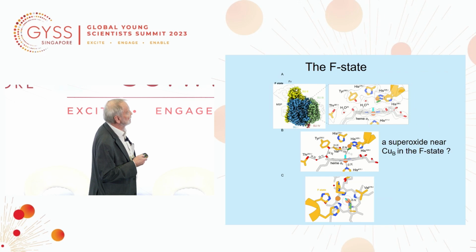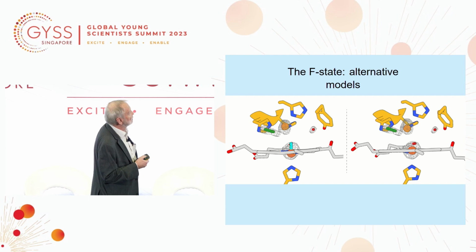If we go on to the F state, we see a density which is also for a dioxygen molecule near the copper B, bound to the copper B now. And according to the expectation, the student originally modeled it as an oxoferryl, but this is not convincing, and so we need another modeling. This is when you do the modeling for the absence of an oxoferryl. The problem here is that if you model the oxygen atom bound to the iron, the distance becomes too short because you displace the iron atom in this direction.